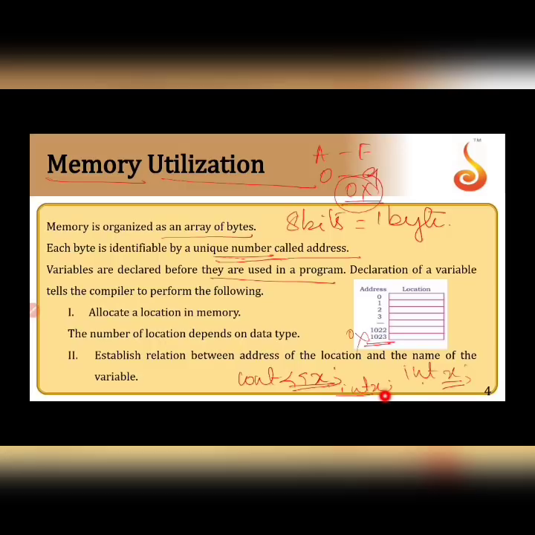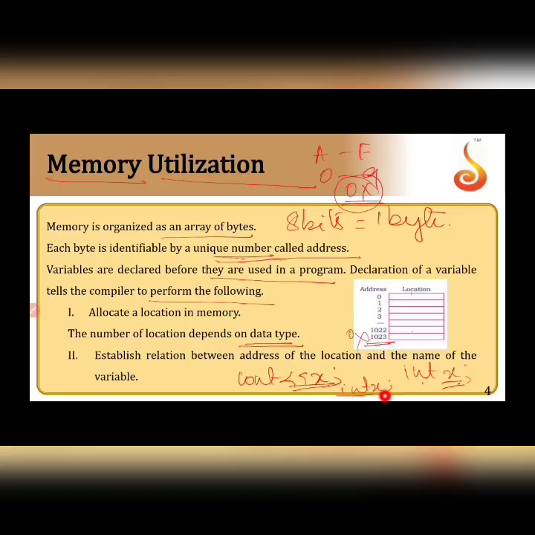So when I say int x, this is the declaration of a variable. I am declaring a variable x of type integer, that is, the variable x is going to hold an integer value. Declaration of a variable tells the compiler to perform the following. Allocate a location in the memory. The number of bytes depends on the data type. For example, if I say int x, it will allocate 2 bytes of memory.